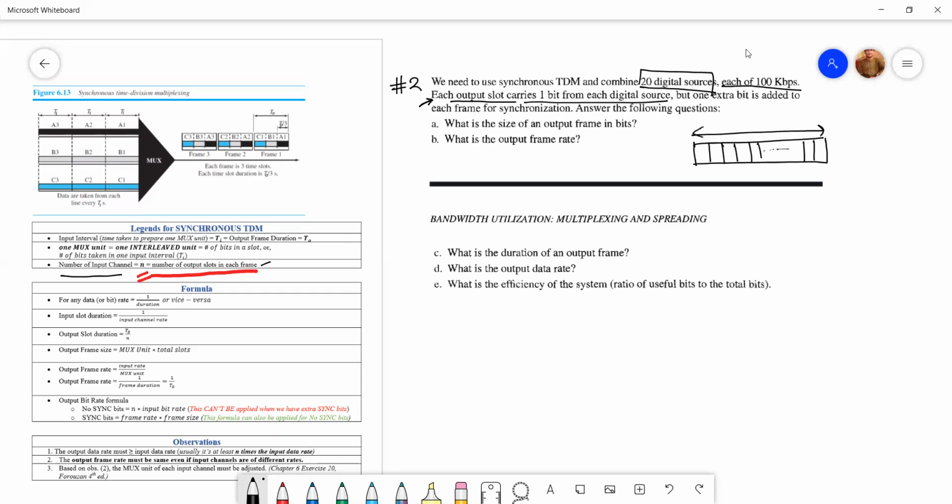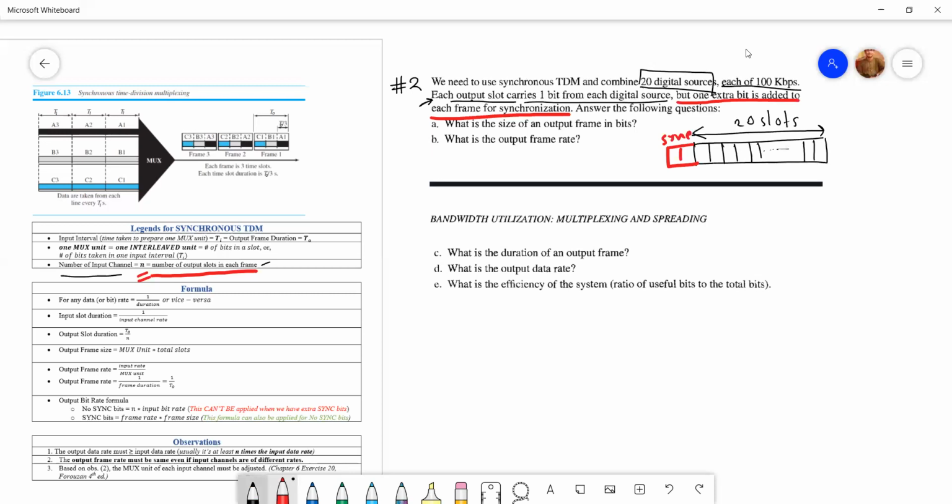Okay, so 20 slots. This would be in the normal case, but now they are adding some extra information. They have said that one extra bit is added to each frame for the synchronization part. So now they are adding one extra sync bit. So this is your sync bit. Suppose that it is 1. They are adding an extra slot at the end of the frame for the synchronization part.